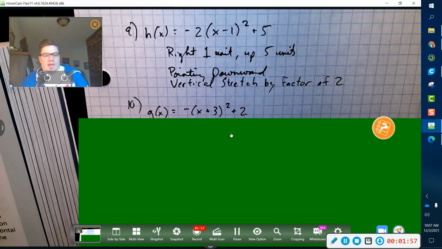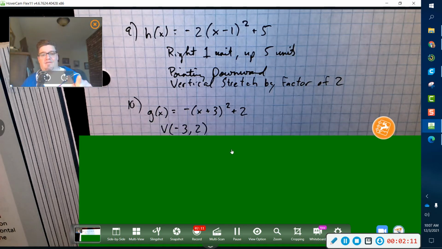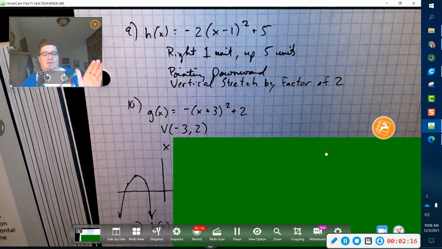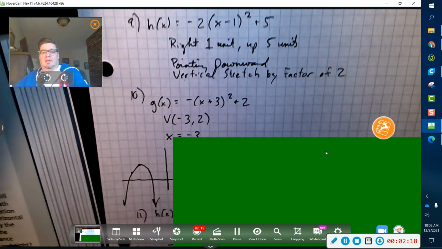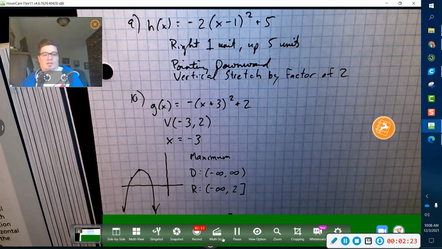Number 10 is asking for many things. The vertex, axis of symmetry, is it a max or a min, domain and range? But it's super simple as long as you have the graph. So let's graph this guy. Now I have the vertex at negative 3, 2. So if I know that it's negative 3, 2, it's got to look like this. Okay, negative 3, 2. Now if it's negative 3, positive 2, and it points downward, then I know that I have a maximum value.